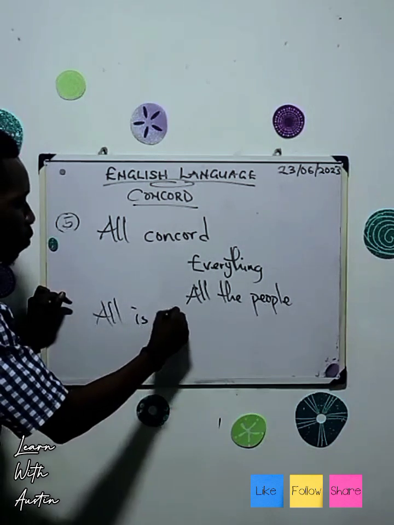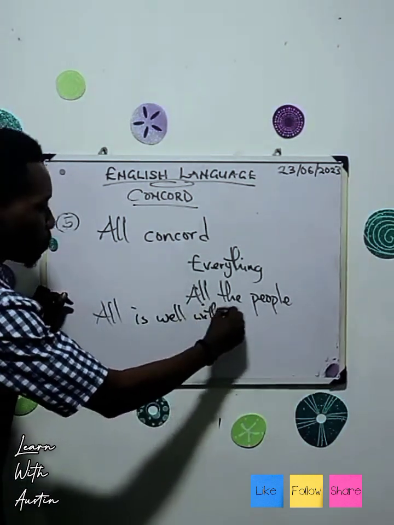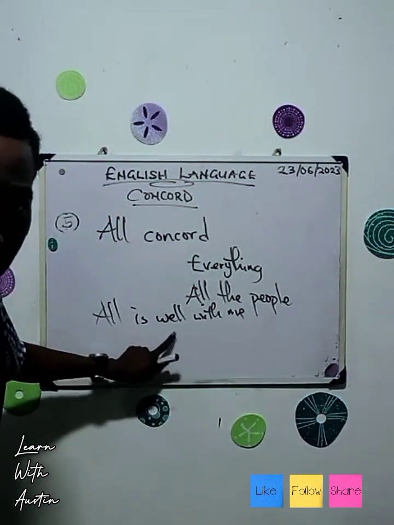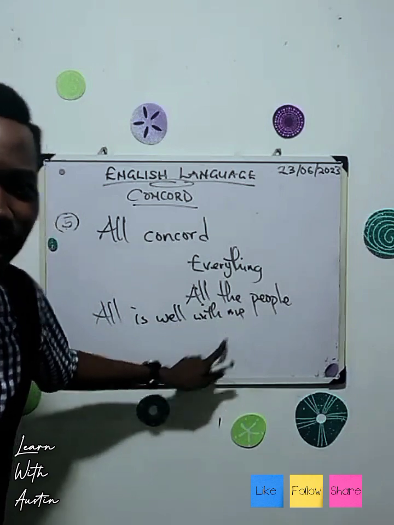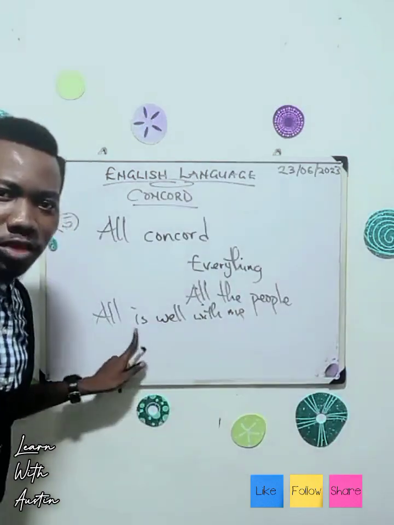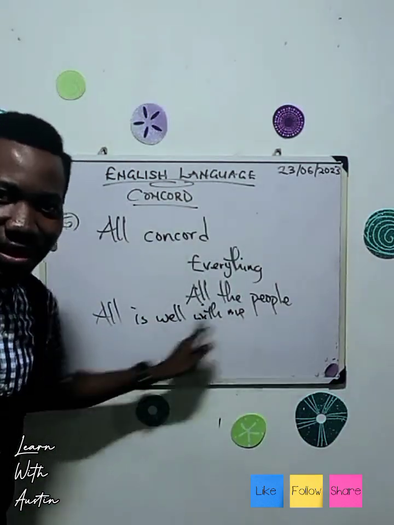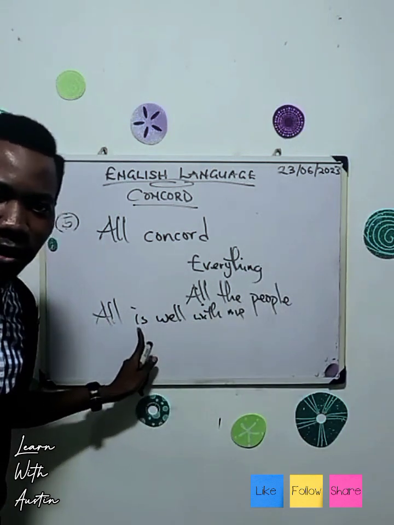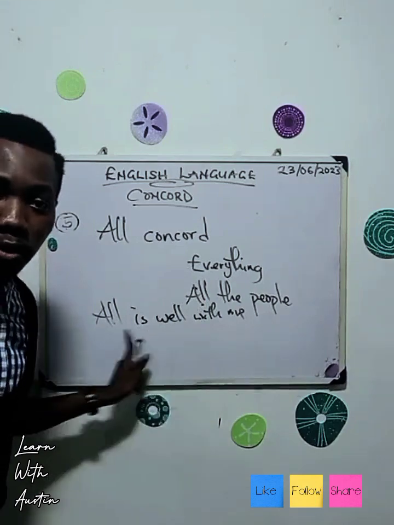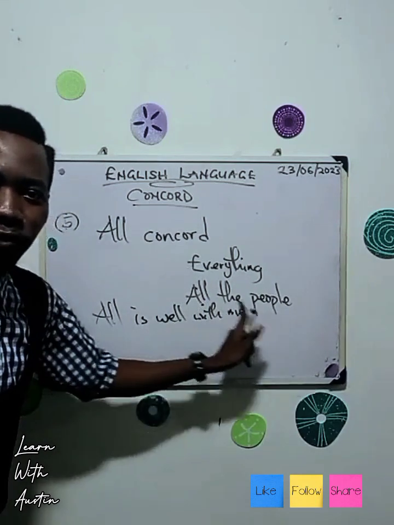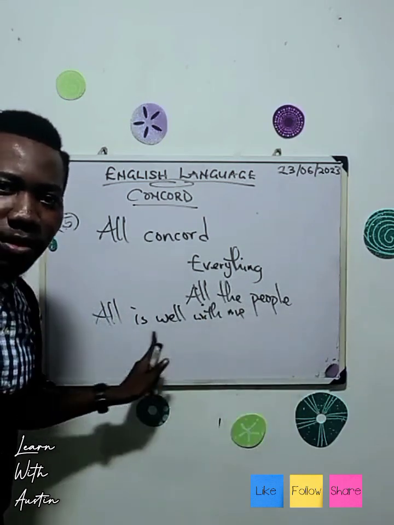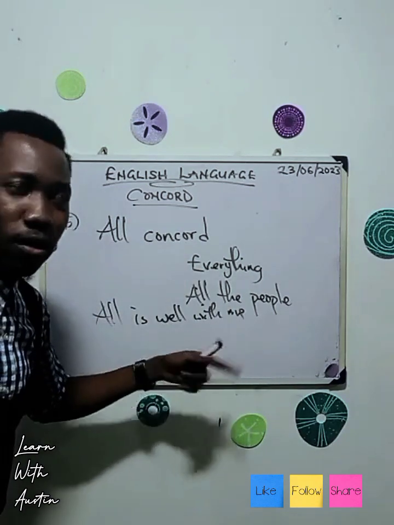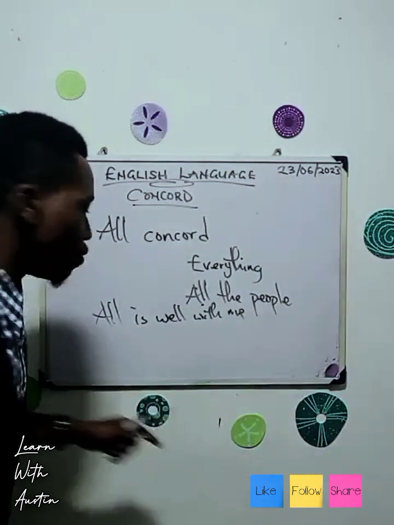If it means everything, like all is well with me, for example. All is well with me. What this means is everything is well with me. Now, when it means this, the verb should be singular, all is. If this is what you are saying, the verb that should follow should be singular. Everything is well, all is well with me. But if you're talking about the people, like call all the teachers. Okay. All the teachers, good.